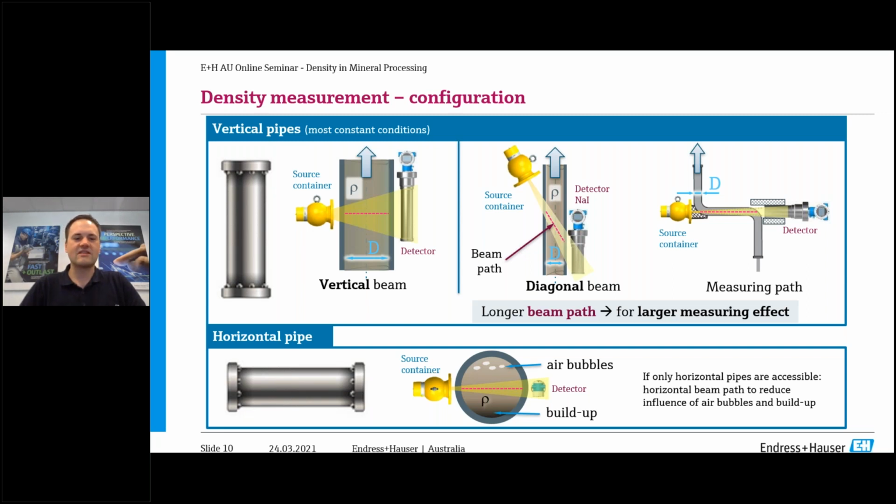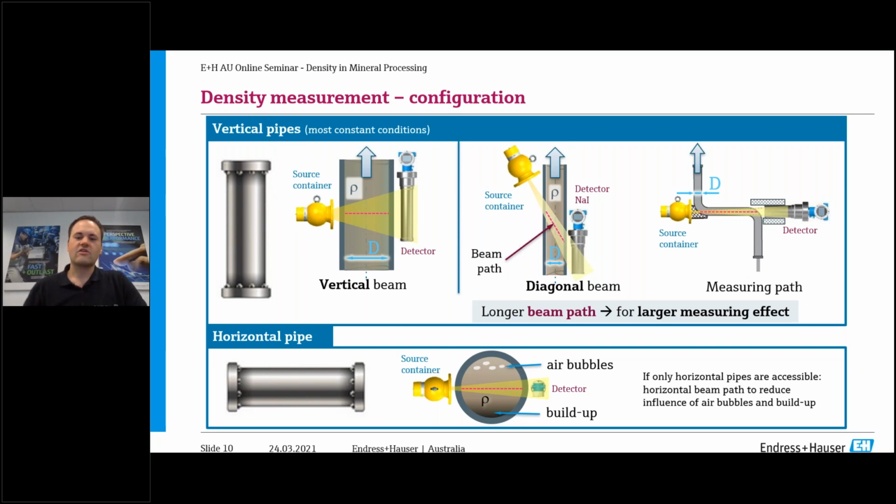So that detector that's on a diagonal there means there's more of the slurry that attenuates the signal, so we can get a better reading with the detector. We can also have an S-bend arrangement, which can also increase the measuring path of the beam, which can assist in accuracy of the measurement. And then finally, there's a horizontal pipe arrangement. We only recommend this if only horizontal pipes are available. And we ensure that the source container and detector are in the middle of the pipe, so that you don't measure any buildup that might be at the bottom of the pipe, or detect any air bubbles that might be at the top.